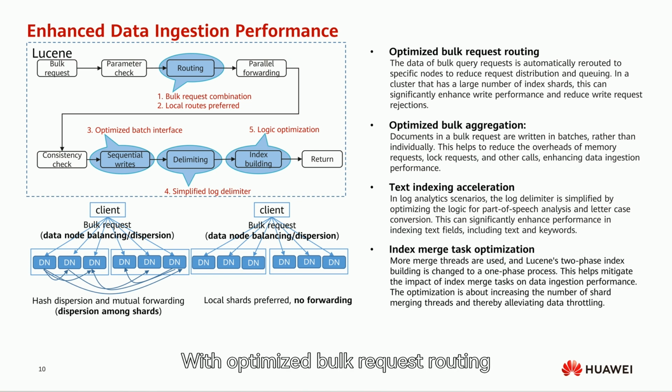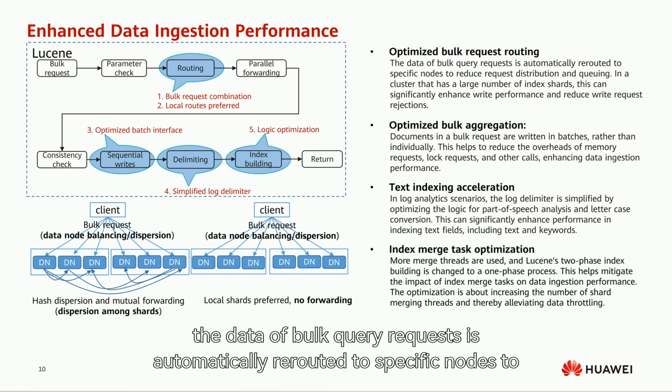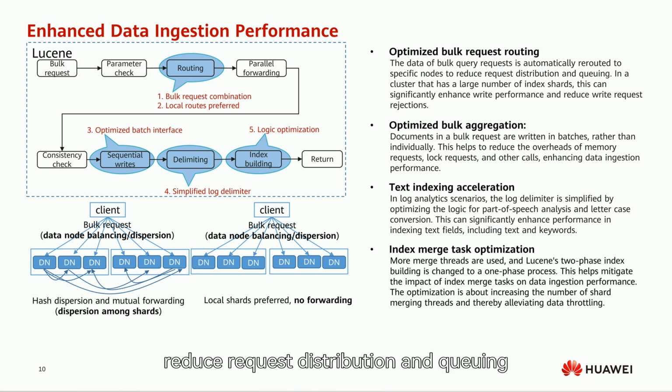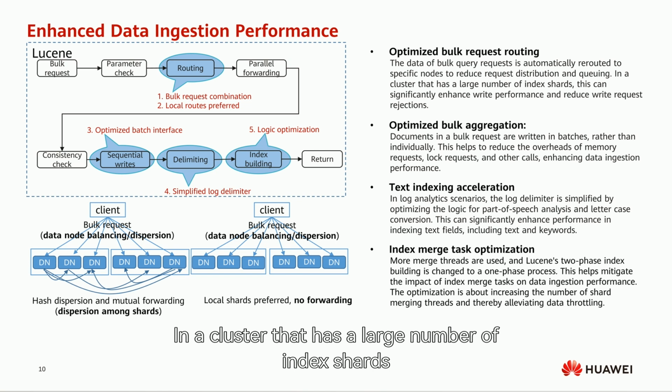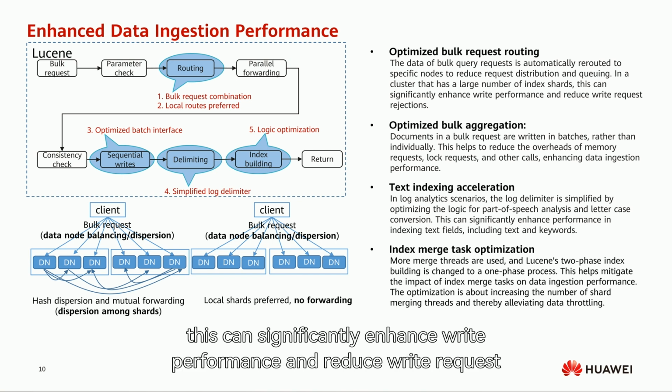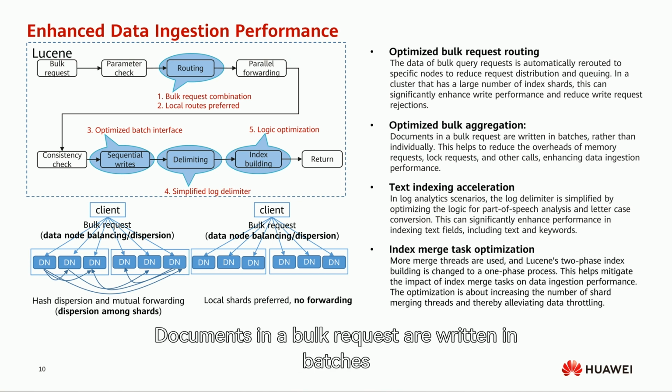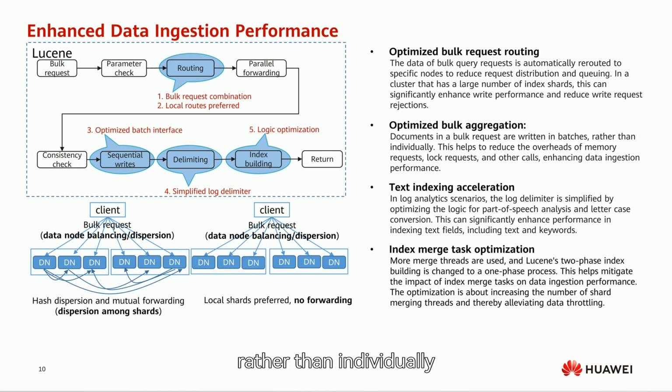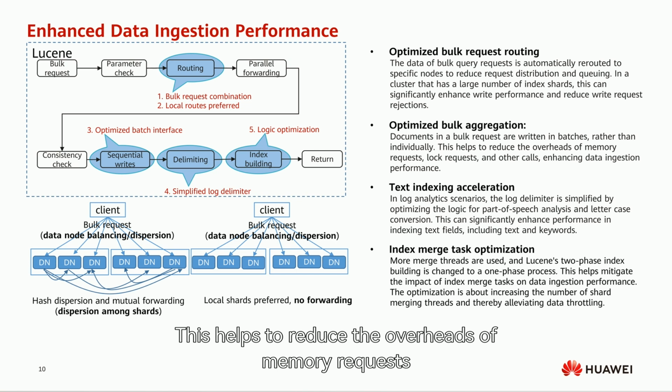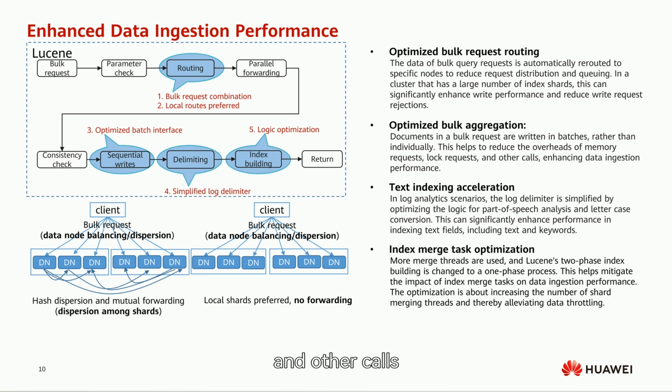With optimized bulk request routing, the data of bulk query requests is automatically rerouted to specific nodes to reduce request distribution and queuing. In a cluster that has a large number of index shards, this can significantly enhance write performance and reduce write request rejections. Documents in a bulk request are written in batches rather than individually. This helps to reduce the overheads of memory requests, lock requests, and other calls, enhancing data ingestion performance.